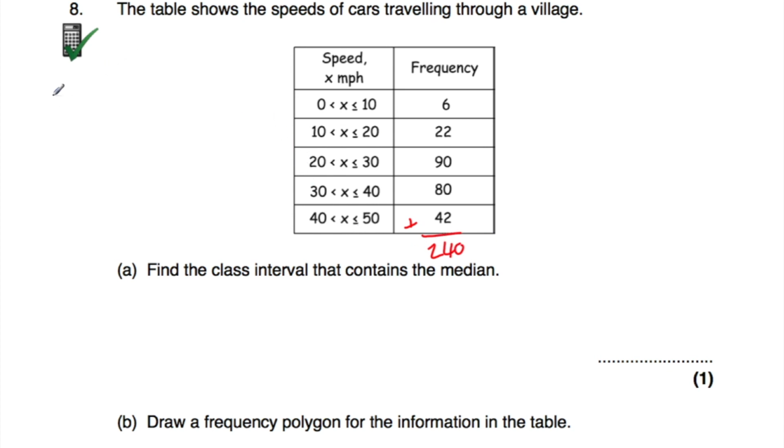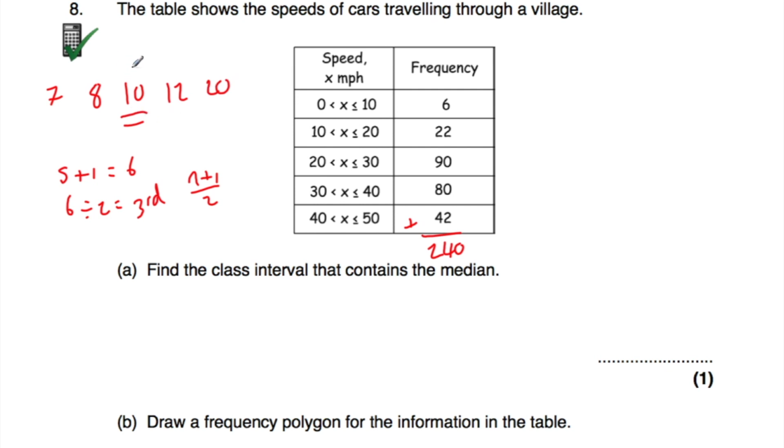So for instance, if we had 5 numbers, say they were 7, 8, 10, 12, and 20, and we wanted to find the position of the median, we could take our 5 numbers, add 1, that would be 6, and do 6 divided by 2. And 6 divided by 2 is equal to 3, so it's the third number. So we could do n plus 1 divided by 2. If you add 1 to 5, that's 6, divided by 2 is the third number. So that's the position of the median.